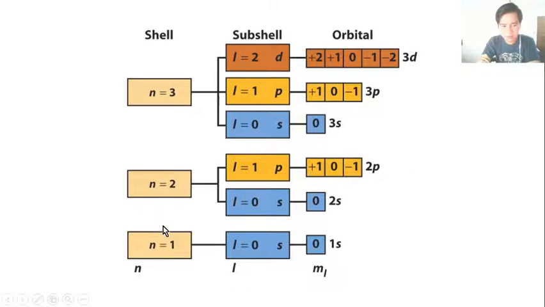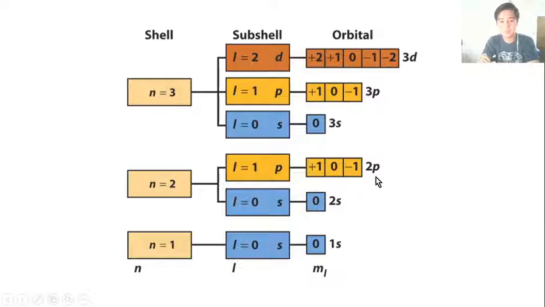Okay, so here we go. You can see here, whenever N is equal to 1, L would be equal to 0, and the value of M sub L would be 0. So each box represents an orbital. One box represents one orbital. That's why here you will observe that there's only one box, because S has only one orbital. Same as here, 2S because it's in energy level 2, right? And 1S because it's in energy level 1.